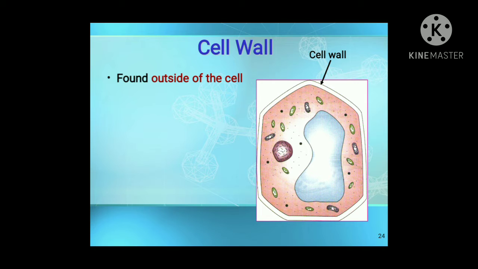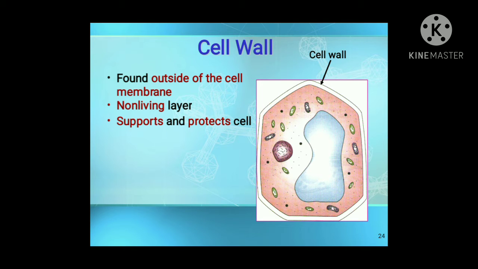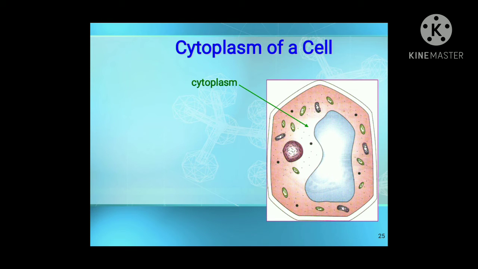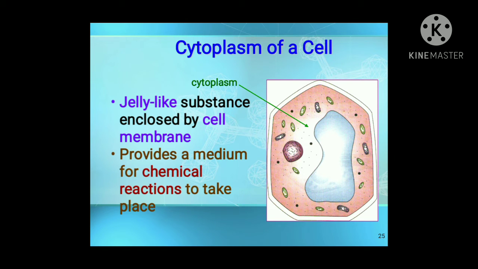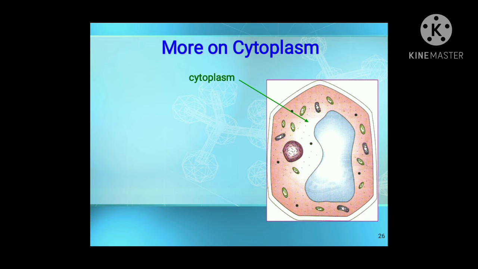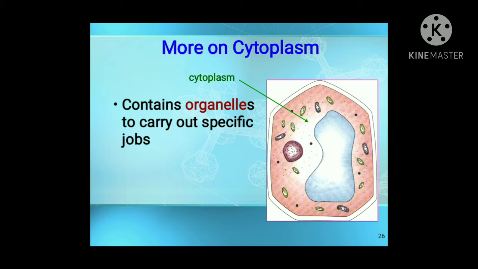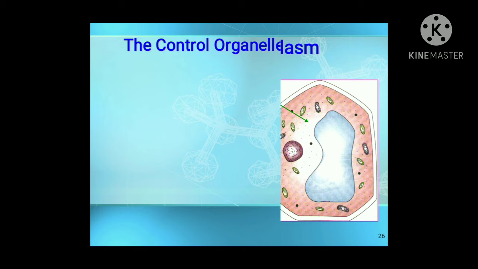Cell wall. It is found outside of the cell membrane. It is a non-living layer that supports and protects cells. It is found in plants, fungi, and bacteria. Cytoplasm of a cell is a jelly-like substance enclosed by the cell membrane. It provides a medium for chemical reactions to take place. More on cytoplasm: it contains organelles to carry out specific jobs.